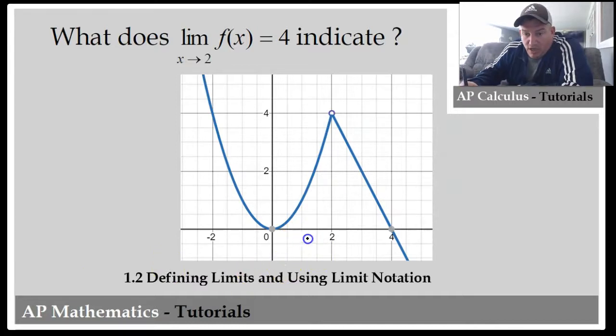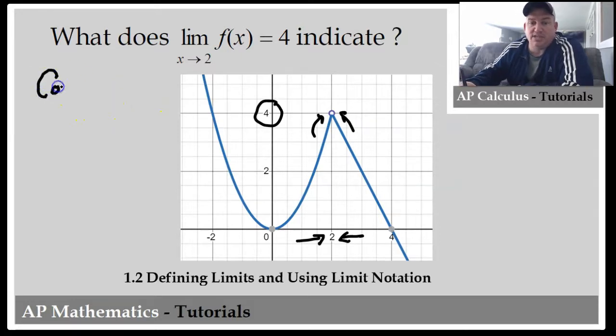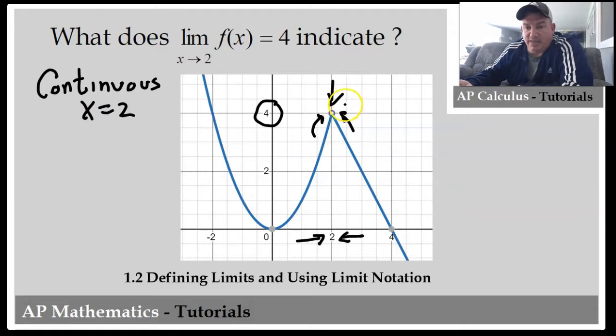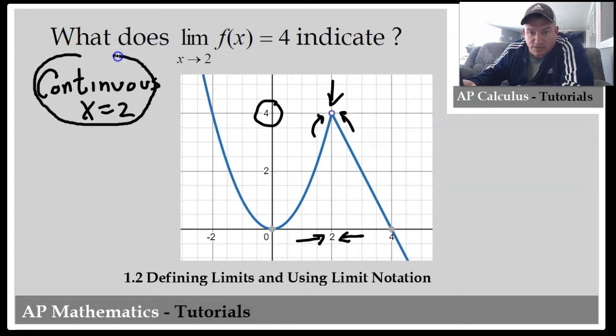But first of all, as you approach 2 from the left or from the right, our function value approaches 4 on either side. So that's what it indicates. However, just because the limit exists, we cannot assume that the function is continuous at x equals 2. According to our graph here, we have an open circle at x equals 2, indicating that it's not continuous at x equals 2. So if a limit exists at x equals 2, it could be continuous, but it's not guaranteed.